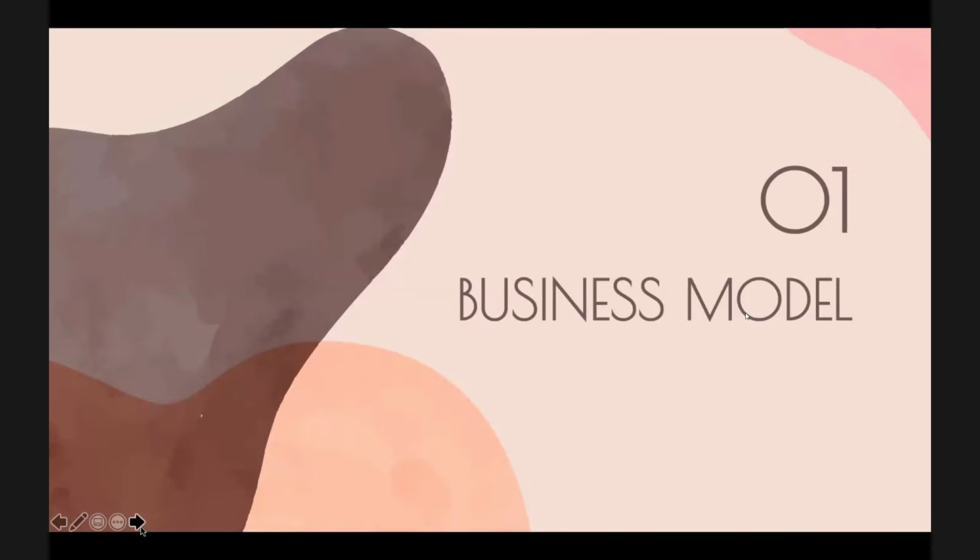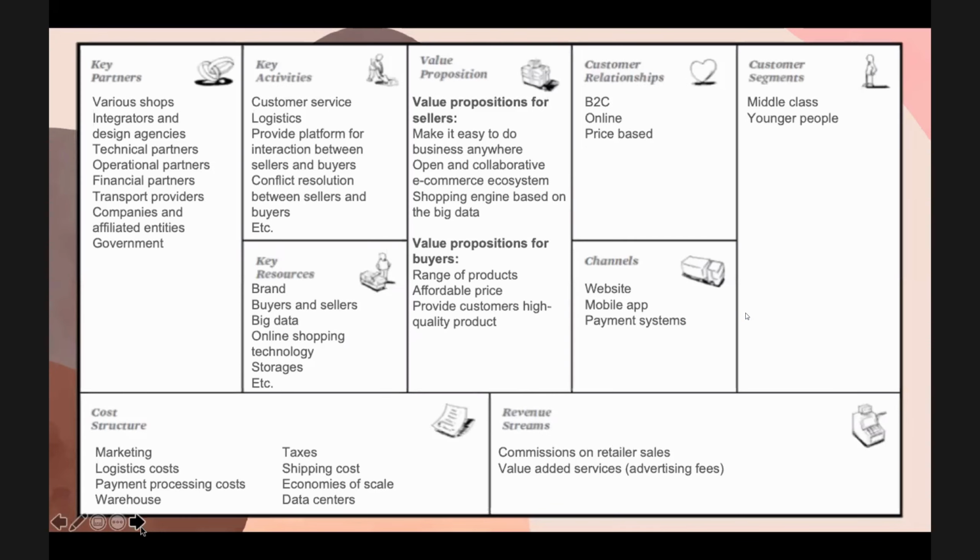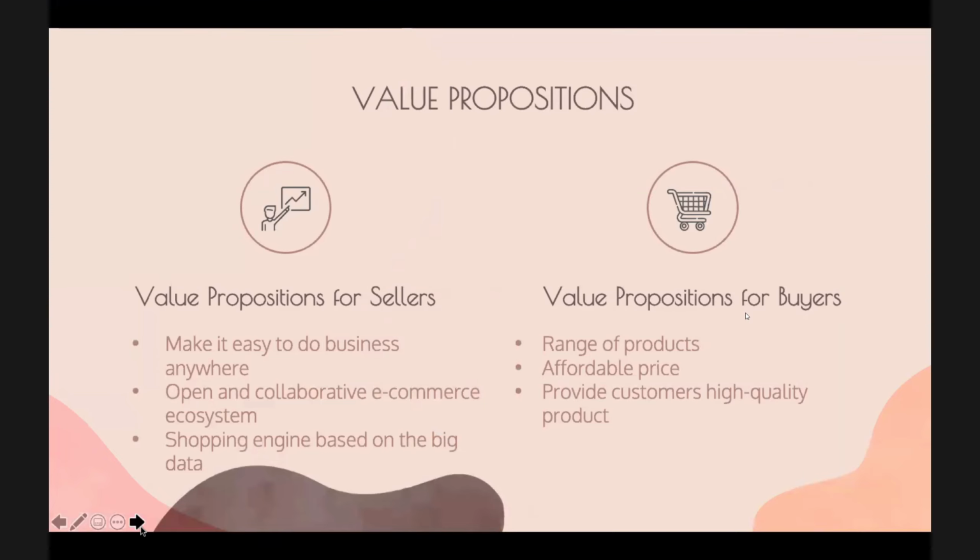We will start with the business model. Here we can see a business model canvas according to Osterwalder and Pigneur. Here you can see key partners, key activities, key resources, value propositions, customer relationships, customer segments, channels, cost structure, and revenue streams. Next. Thank you. And we will start with value propositions. We divided value propositions into groups for sellers and for buyers.